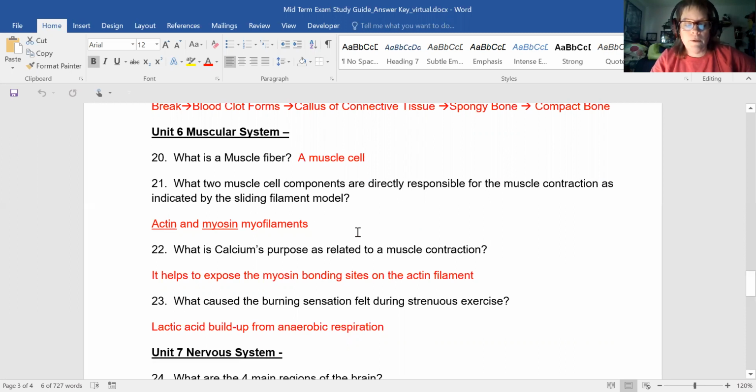Number 22 says, what is calcium's purpose in the whole muscle contraction? Well, you got to have calcium. Like I said, actin and myosin have to bond together.